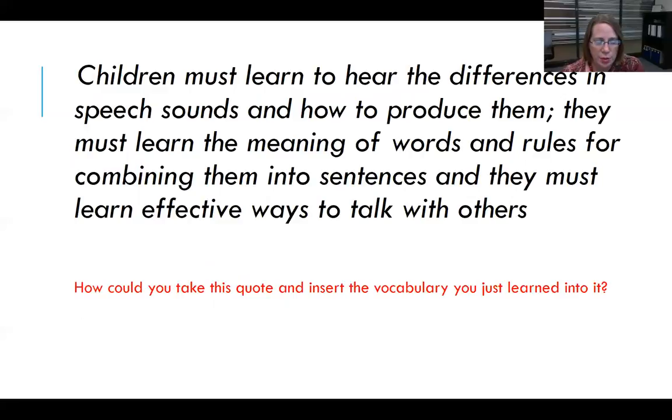So let's explore this quote. Children must learn to hear the differences in speech sounds and how to produce them. They must learn the meaning of words and rules for combining them into sentences, and they must learn effective ways to talk with others. So how could you take this quote and insert the vocabulary that you just learned into it? So we just explored a lot of different terms. We talked about over-regularization, we had pragmatics, we had syntax, we had grammar.